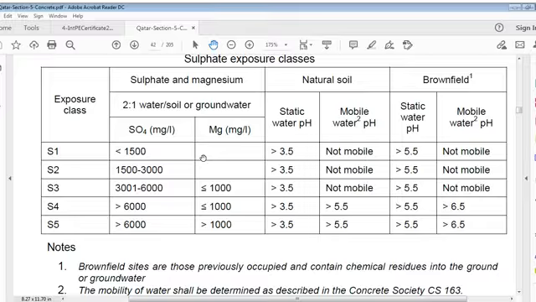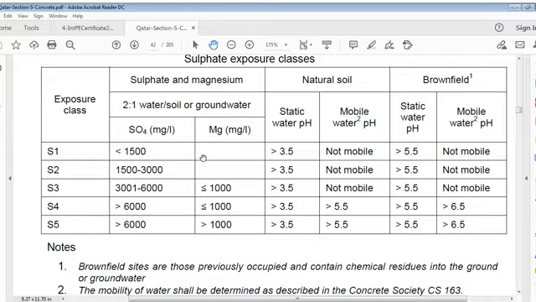Well, S3 is 3001 to 6000 and magnesium is less than 1000. Static water pH is greater than 3.5. Mobile water pH is not mobile. Static water pH is greater than 5.5 and not mobile. Now let's say S3, that is 3001 to 6000, and I think I've gone through this.